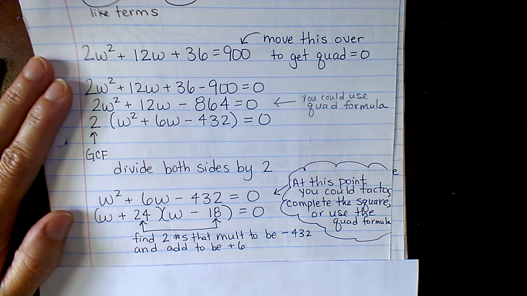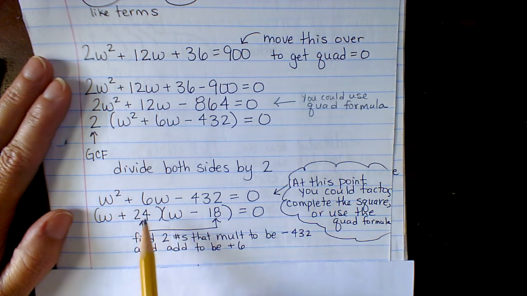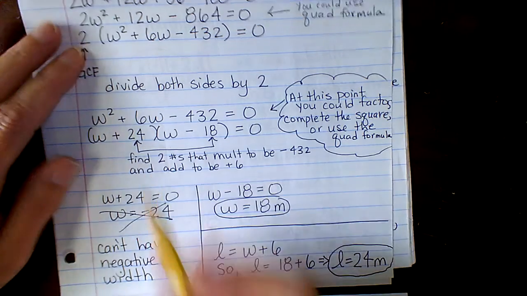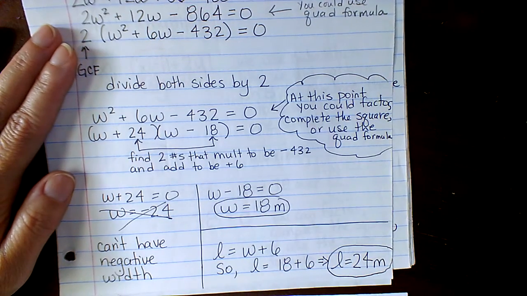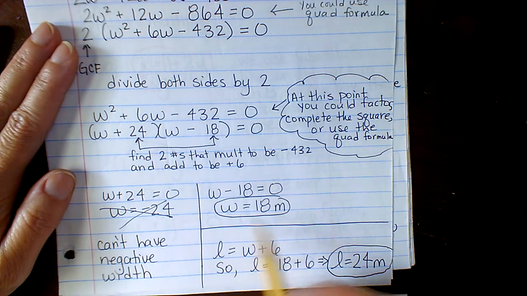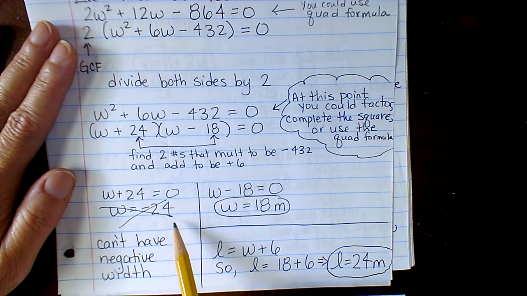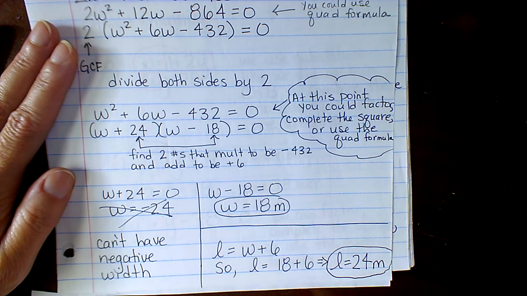This is trial and error, so I had to find two numbers that multiplied to give me negative 432 but added to give me 6. And those two numbers were 24 and negative 18. Then splitting those apart, I got W equals negative 24 and W equals 18. Now here's the thing. We know that the width is not going to be negative. We're talking about a rectangular field. So it's not going to be negative, so it must be the 18.